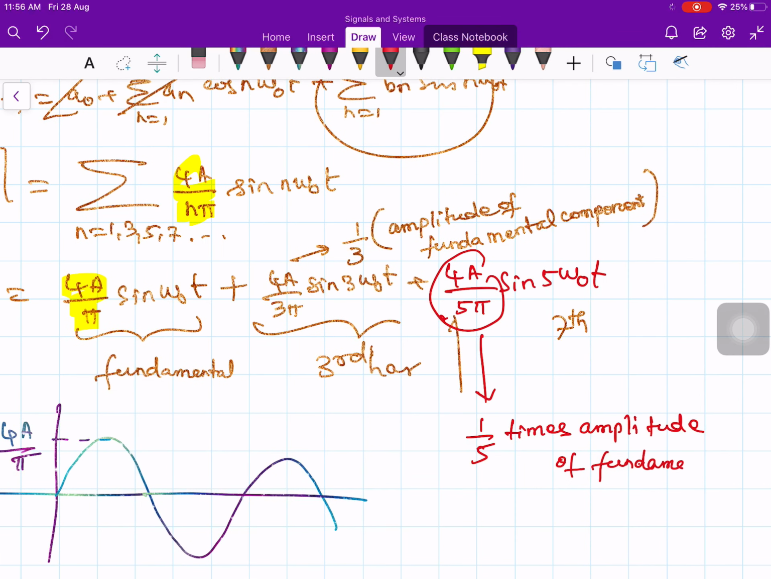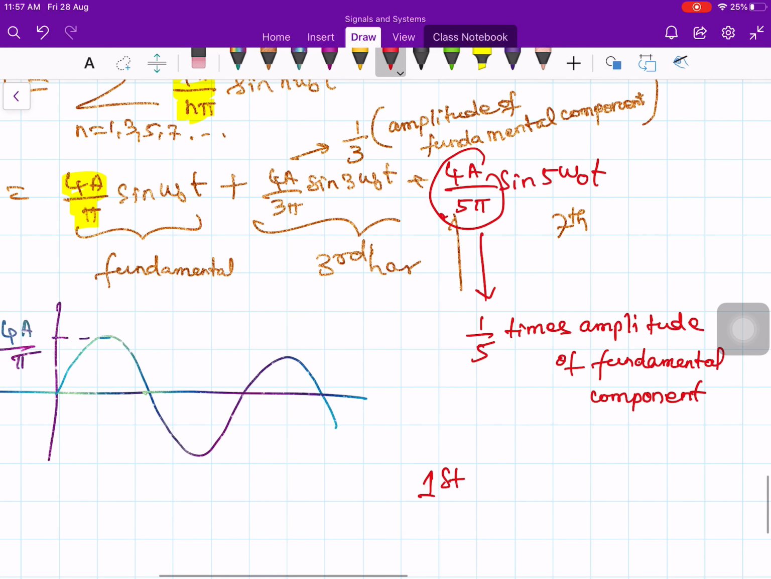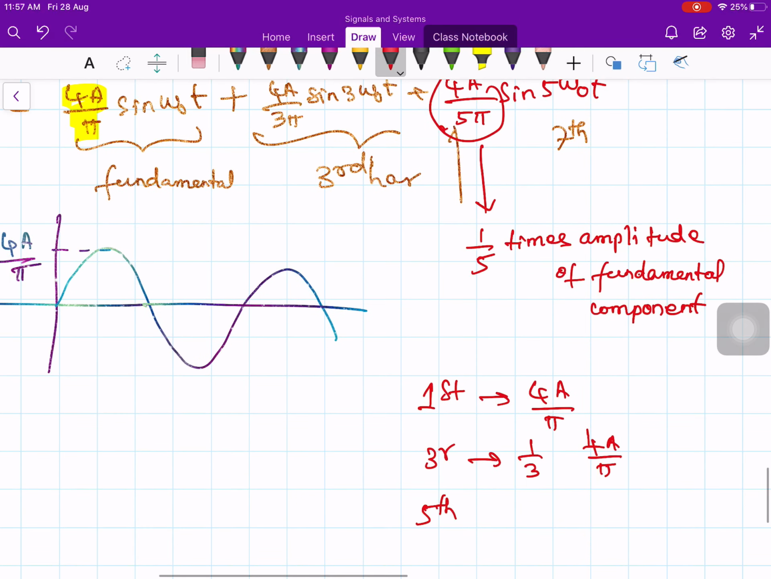So as you go to higher and higher order, the amplitude is diminishing, it is reducing. So amplitudes are going down inversely as the order of the harmonic. Okay, so for first order, that means the fundamental, it is 4a by pi, for the third harmonic it is 1 by 3 of 4a by pi, then for fifth order it is 1 over 5 times 4a over pi. So the amplitude goes down inversely as the order of the harmonic. See, inversely: 1 by 5, 1 by 3, like that.